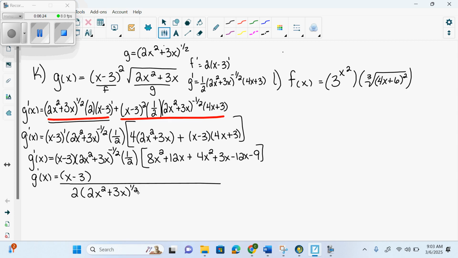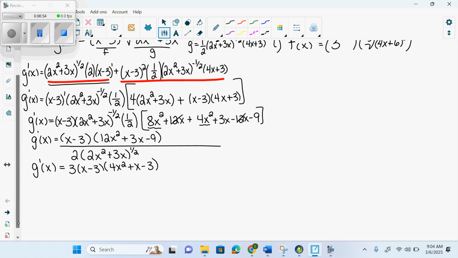And then we're going to collect like terms in here. So we're going to get 8x squared plus 4x squared is 12x squared. Those cancel, so I'm left with plus 3x minus 9. And what can I do to this top? Take out a 3. So we're left with 3x minus 3, 4x squared plus x minus 3. Is that factorable?